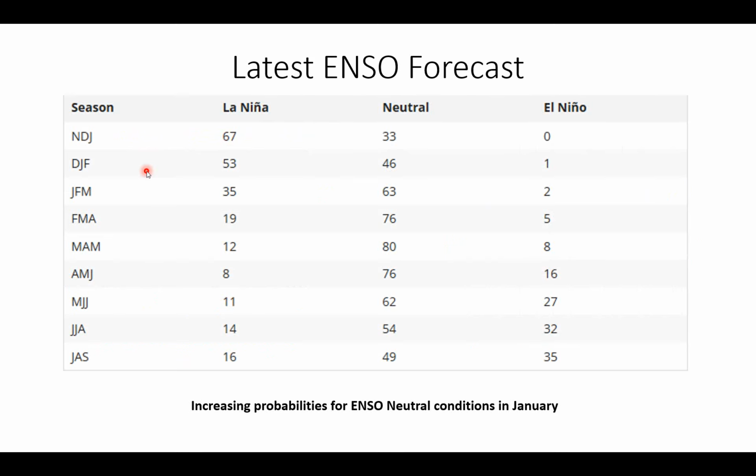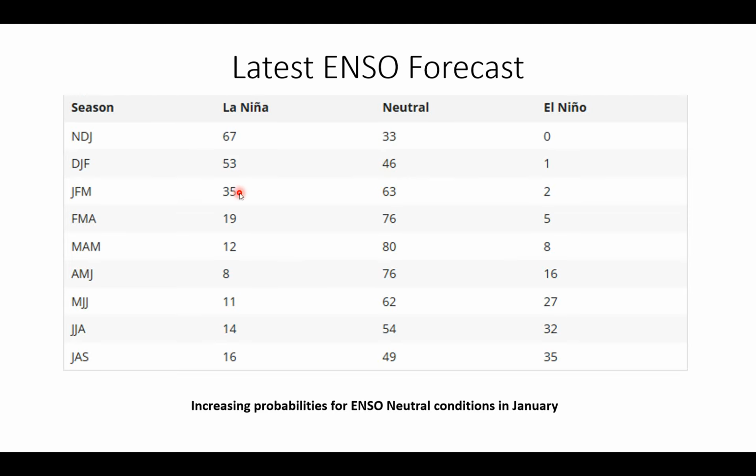We look at the probabilities from IRI. These are basically 3-month increments: NDJ, November, December, January; DJF, December, January, February; JFM, January, February, March. These are the percentage probabilities for La Nina to occur, and this is neutral. So again, November, December, January, we had a pretty strong indicator, 67% chance of La Nina, only 33% for ENSO neutral conditions. Now look at this, December, January, February, La Nina probabilities have decreased 14% down to 53%, and ENSO neutral conditions have increased to 46%.